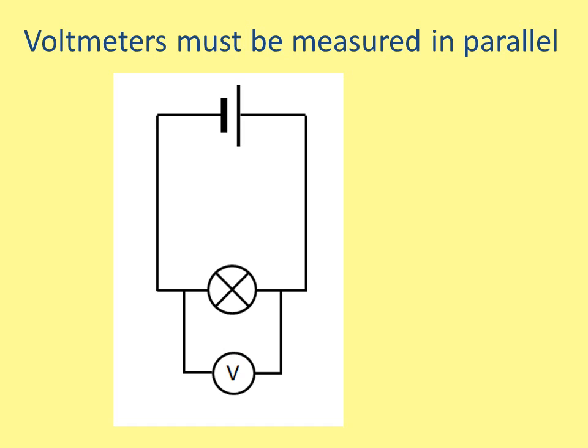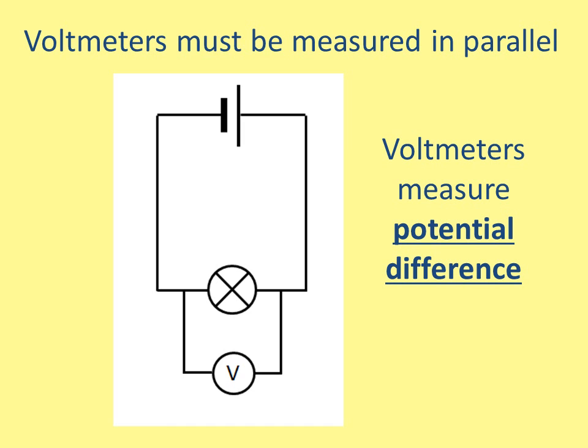That's why voltmeters must be connected in parallel. You must choose the component you want to measure. You connect one lead before and one lead after, and then it's the difference that we're interested in. And this is called the potential difference. And that's the difference in energy from one side of the component to the other. And potential difference is sort of a technical name for voltage.